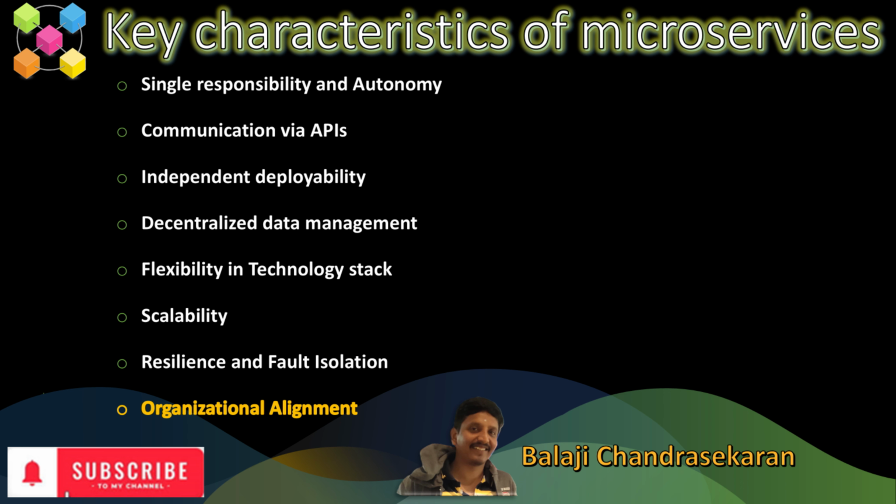Organizational alignment. Microservices are often aligned with business units or domain-driven design principles. Each team can own a set of services, which helps streamline development and allow different teams to work in parallel.